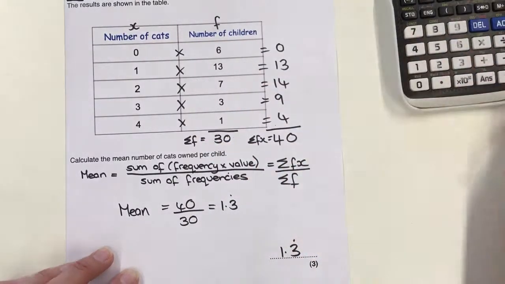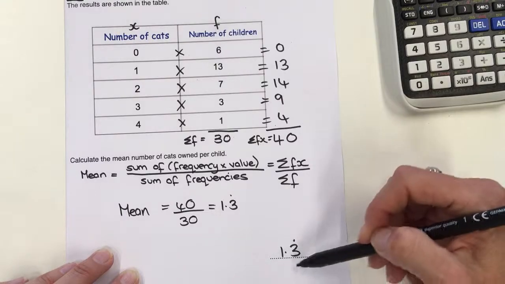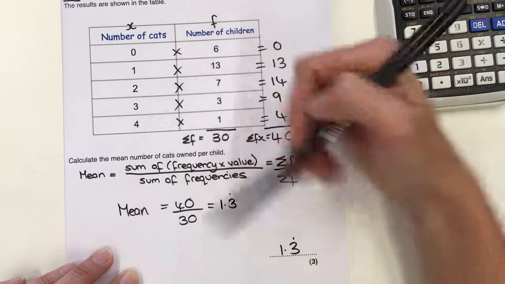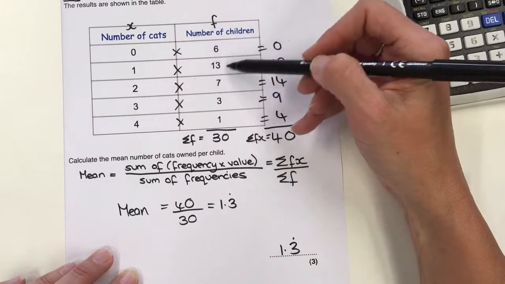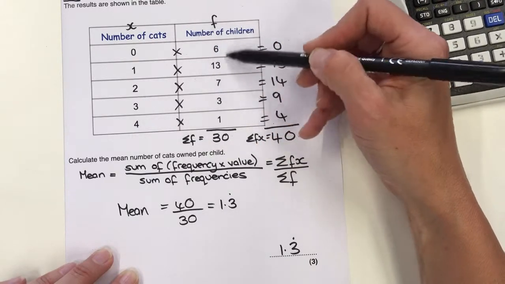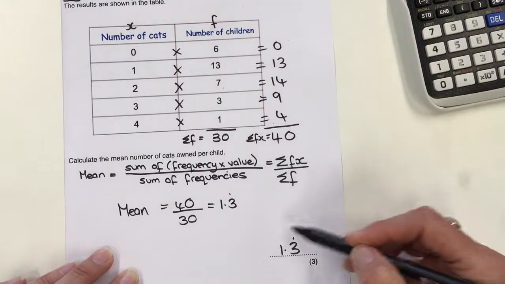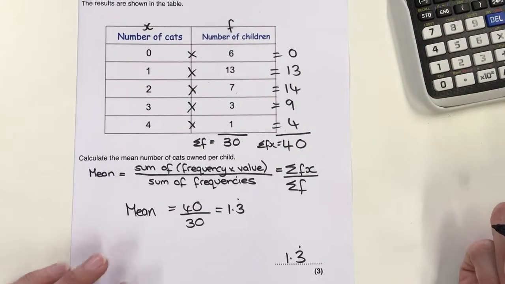So 1.3. Now we should find that we have a value between 0 and 4, which we have, and most of the numbers are around between 0 and 2, and our value is 1.3, so that seems to fit.